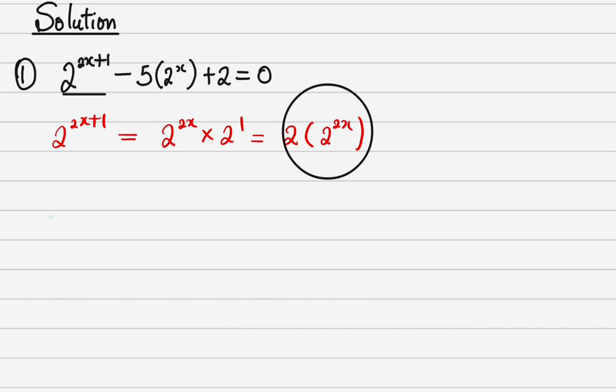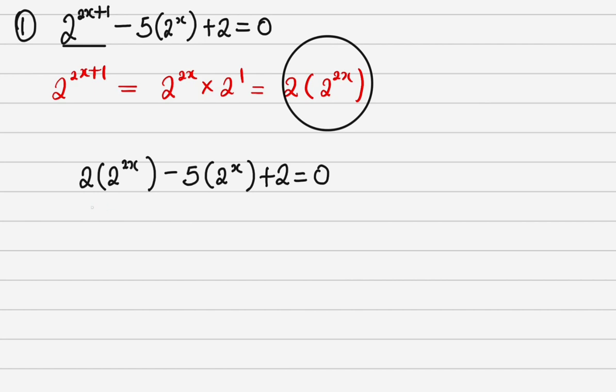So instead of having this, I'm going to have this particular expression: 2 into 2 raised to power 2x, minus 5 into 2 raised to power x, plus 2 is equals to 0. Now, I can write it as 2, then check out what I'm going to do now. This is 2 raised to power x, all raised to power 2. Then I have minus 5 into 2 raised to power x, then plus 2 is equals to 0.